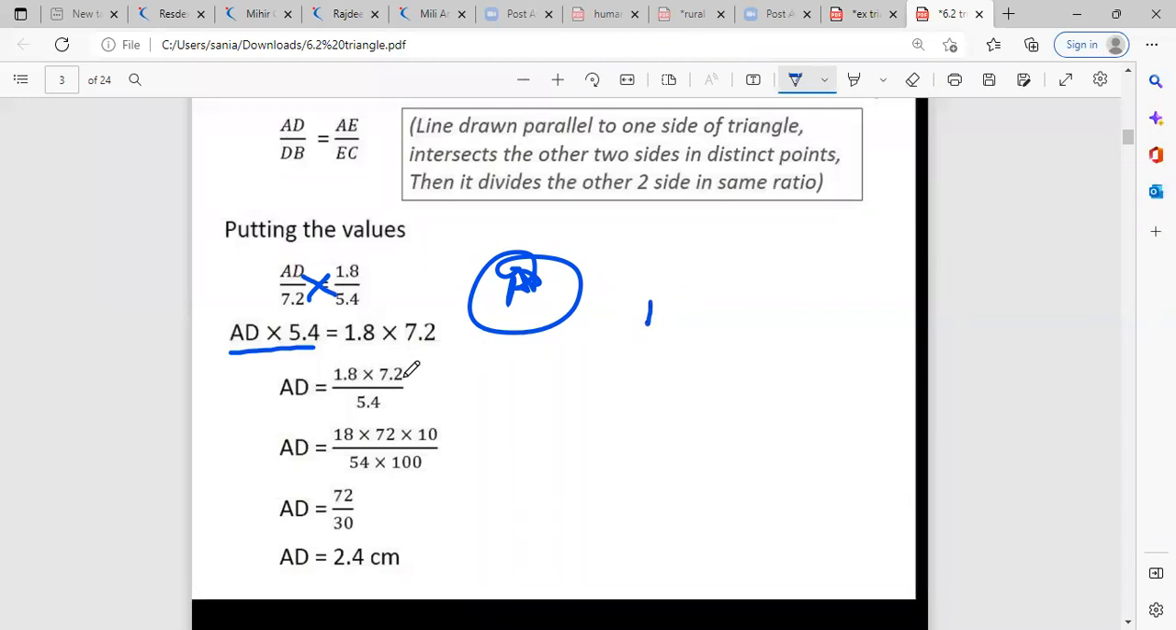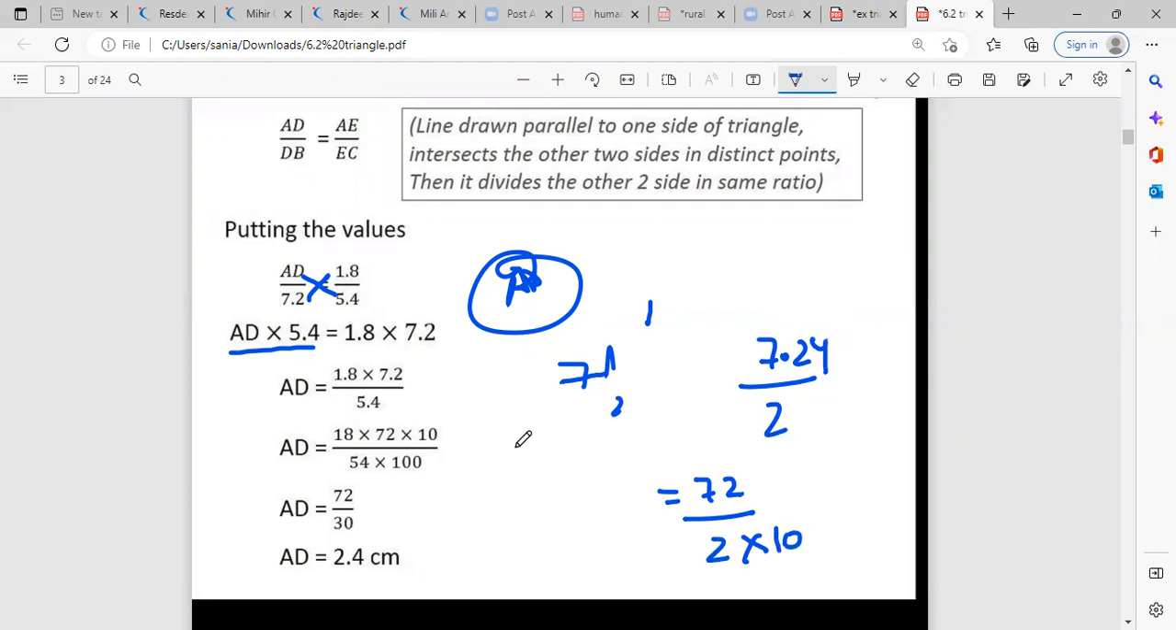For example, if it is 7.2 divided by 2, you have one decimal place. So how are you going to write it? You write 72 divided by 2 multiplied by 1/10. I, for example, found a mistake. Yes, you found it.